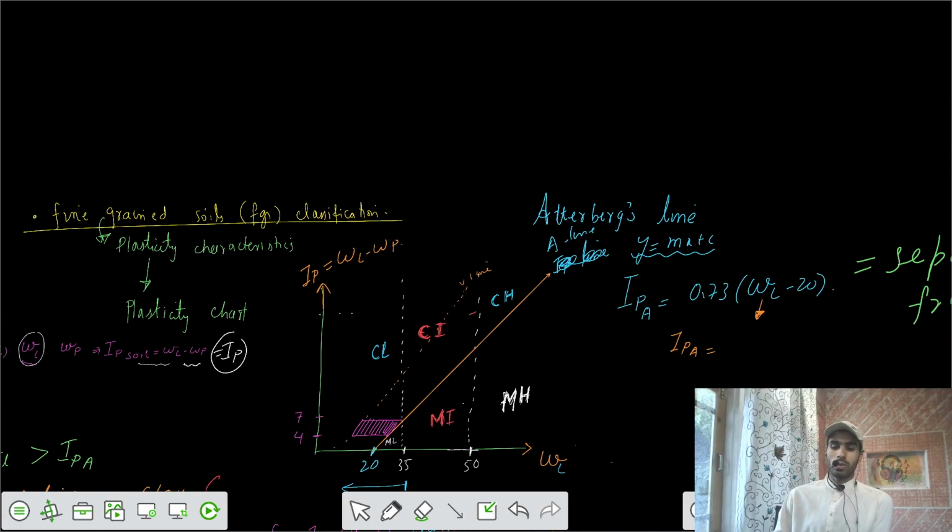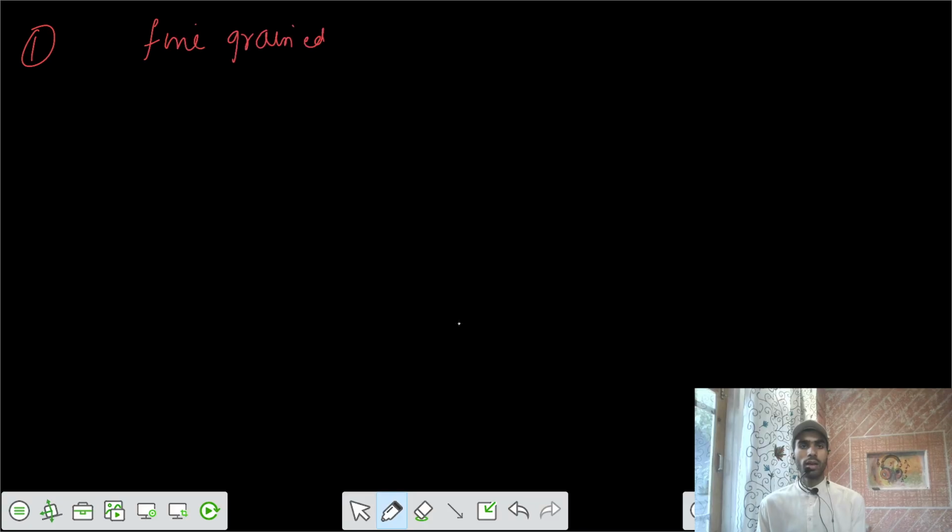Now what about coarse grained soils? Now, based on the fine grained soils, let's take a few problems and get some understanding. Let's take the first problem. We have two kinds of fine grained soils. Let's say soil number 1, soil number 2. One is A, one is B. One has a liquid limit of 44%, and this one has a liquid limit of 55.